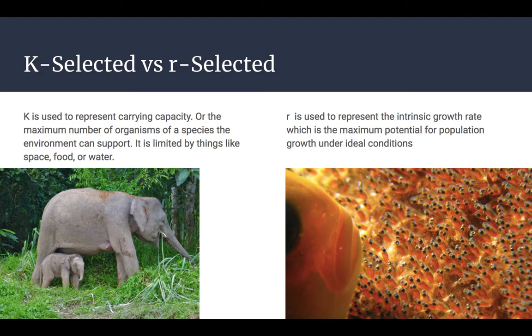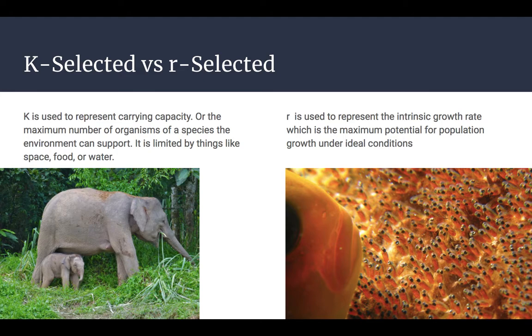K represents the carrying capacity. You'll remember carrying capacity is the maximum number of organisms that can live in an environment. So in a particular ecosystem, it might be that 100 elephants can survive there based on the availability of resources. So it is limited by things like the amount of space, the amount of food, or the amount of water, etc. So the thing that determines the size of these populations is typically the environment, which we use K to represent that carrying capacity.